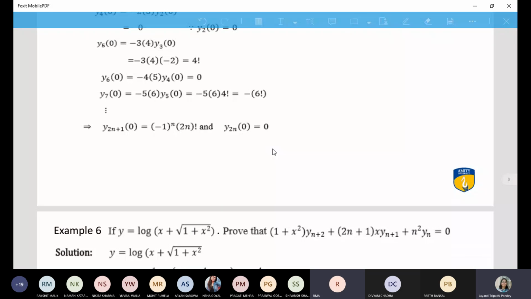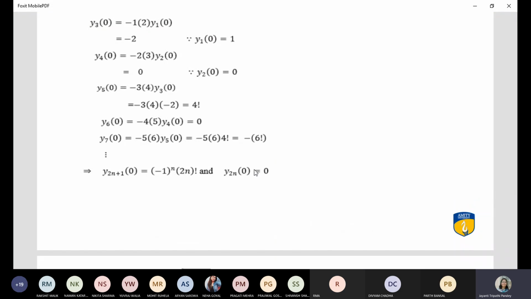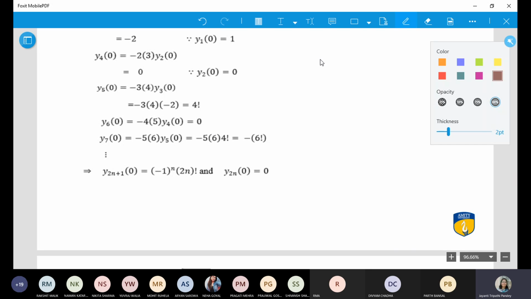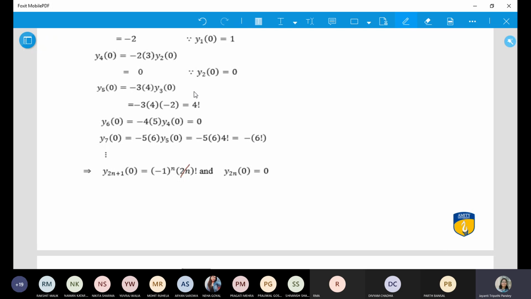Okay. Now just see how you are calculating. When your n is odd, what you are getting? Whatever you have, you are getting just one less than that. And if it is even, you are getting 0. No, this is misprint. This is not right. If it is 7, you are getting factorial 6. If it is 5, you are getting factorial 4. If it is 3, you are getting factorial 2.